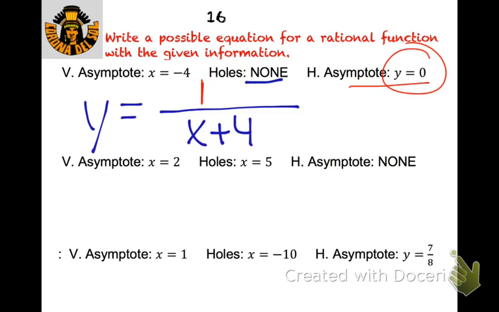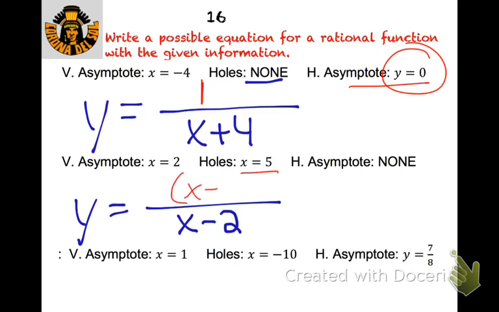The next one, we would say y equals, it has a vertical asymptote of x equals 2, so then we could put a little factor x minus 2 on the bottom. It has a hole at x equals 5, so that means we could put a little x minus 5 on the top and the bottom. Because if we slice that out, then that would show that there's a hole at x equals 5. This one says it doesn't have any horizontal asymptotes, and the way that that happens is whenever the degree of the numerator is actually bigger than the degree of the denominator. So right now, the degree of the numerator is not bigger.